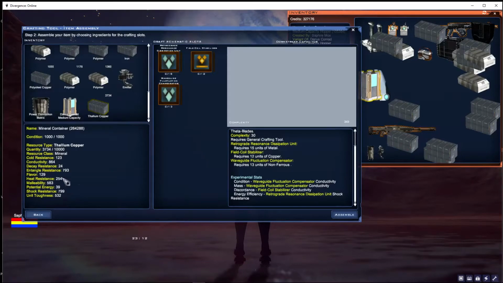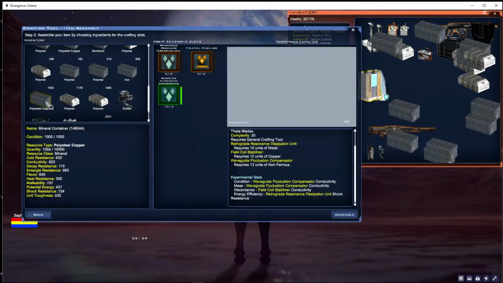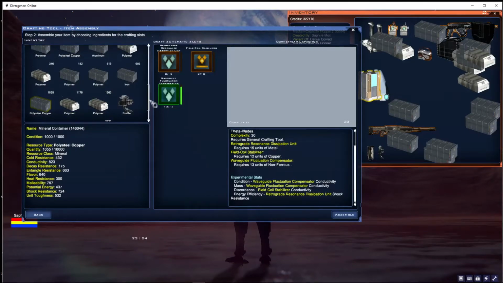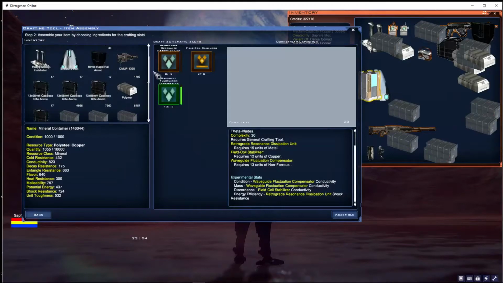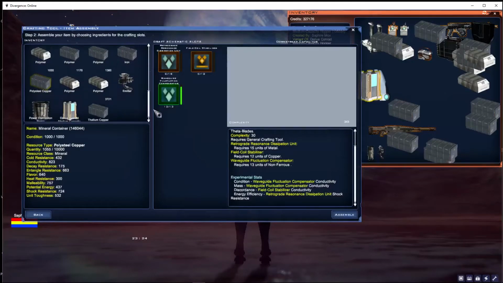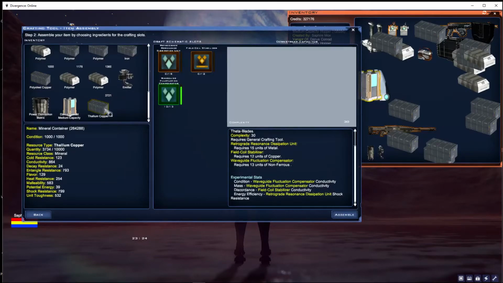I'm going to give you a rundown as I go through this. We're going to use the thallium copper here. As you see, approaching 800 out of 1,000 gets you quite a good result. If we look at the copper, where we're looking for conductivity, I think it's my thallium. Where is my thallium copper? Right here. Thallium copper conductivity 864. No, polysteel is only 823.